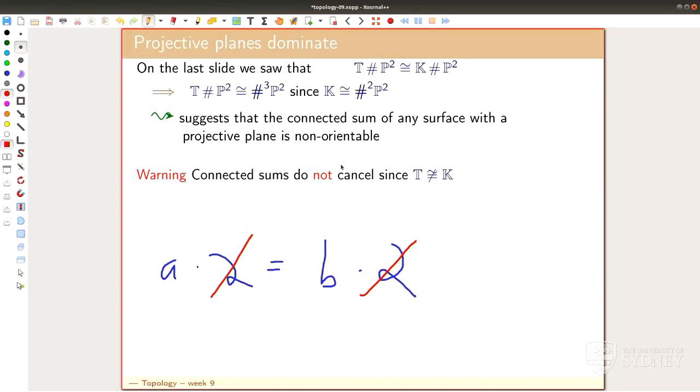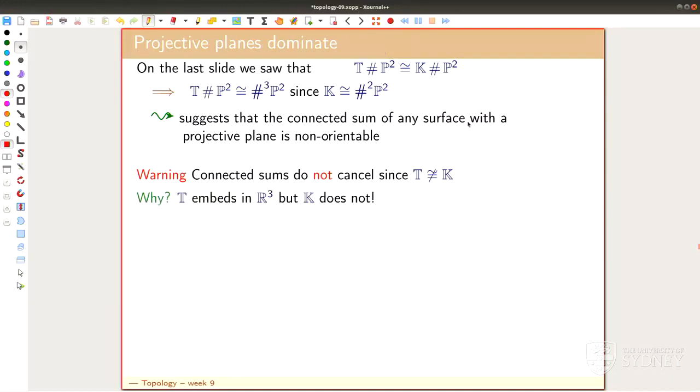It's kind of, this is dominating, right? It eats everything you throw at it and spits out more projective planes, essentially. Kind of a very strange object. Okay, right? And we have seen that they are not the same. For example, one of them is orientable, the other one is not, right?